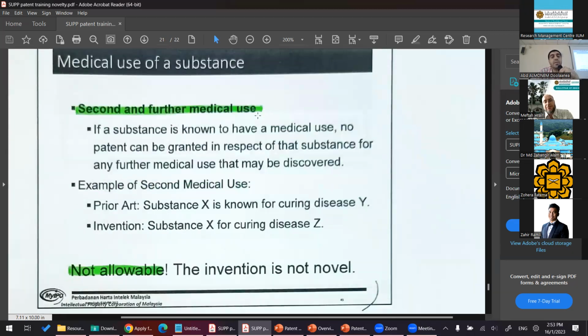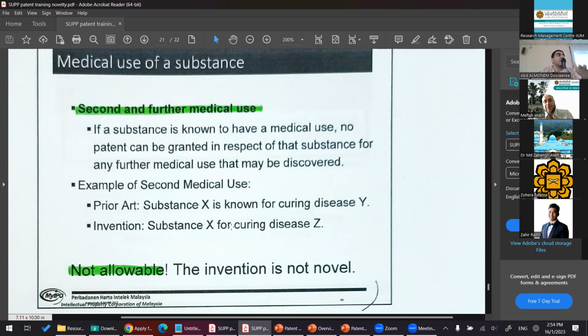Second and third medical use: if a substance is known to have a medical use, no patent can be granted for further medical use. So only the first medical use of the substance. Second and further, no. So if substance X is known for curing disease Y, then it cannot be granted to cure disease Z, for example. But this is the regulation of patent.